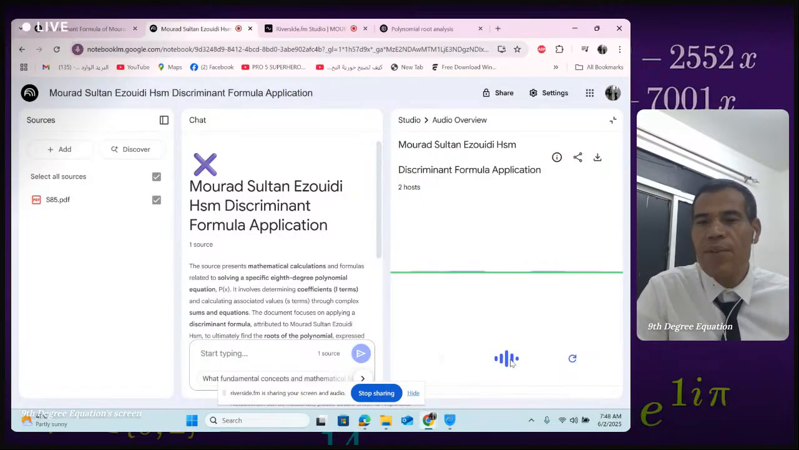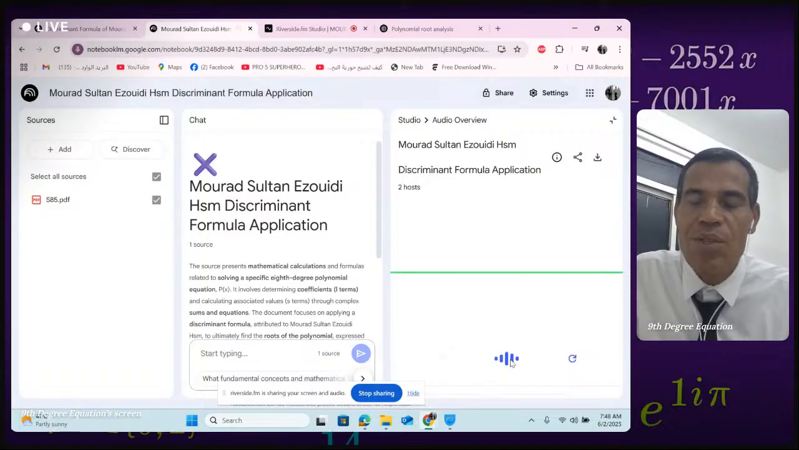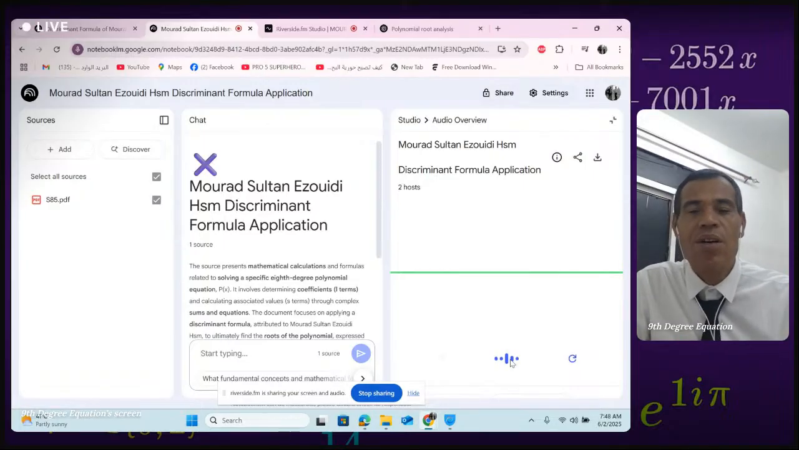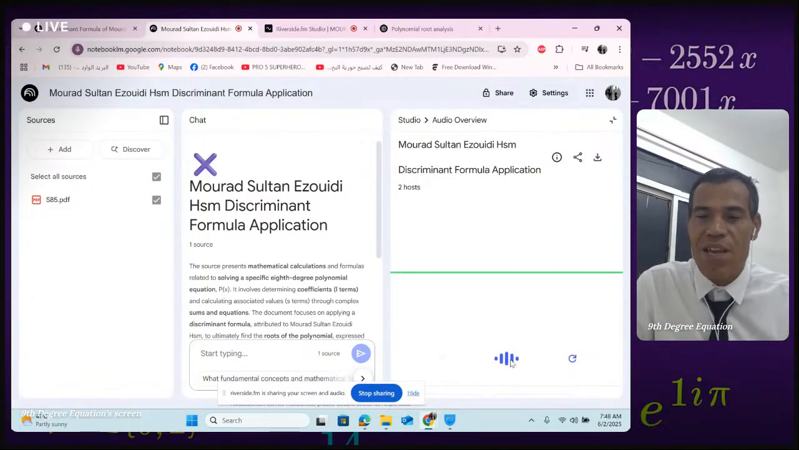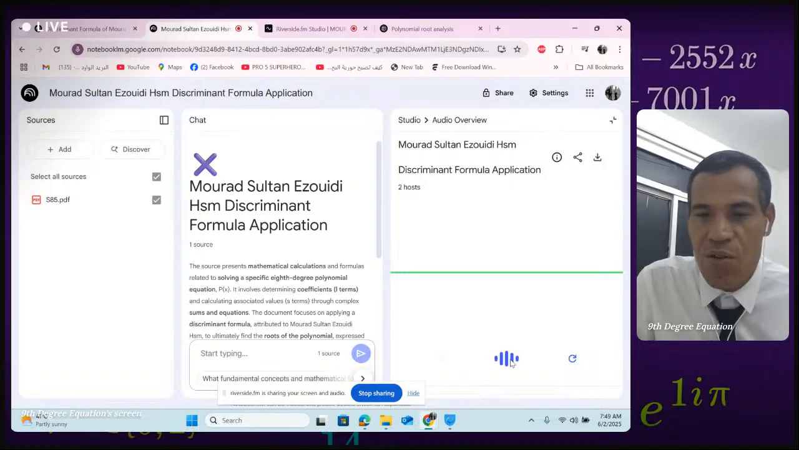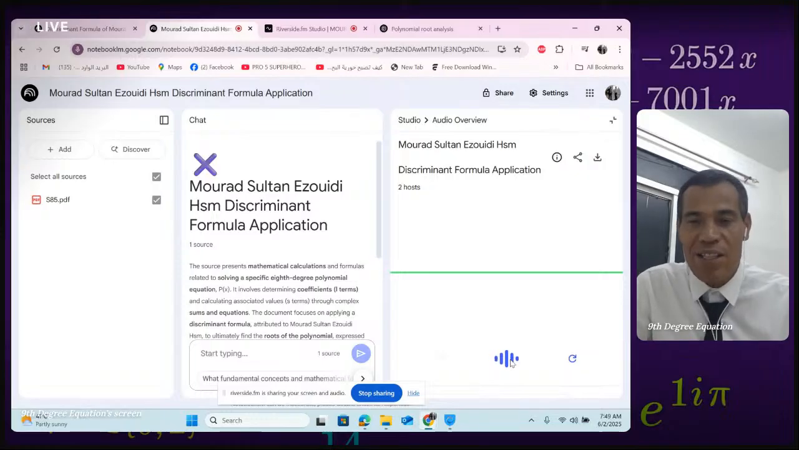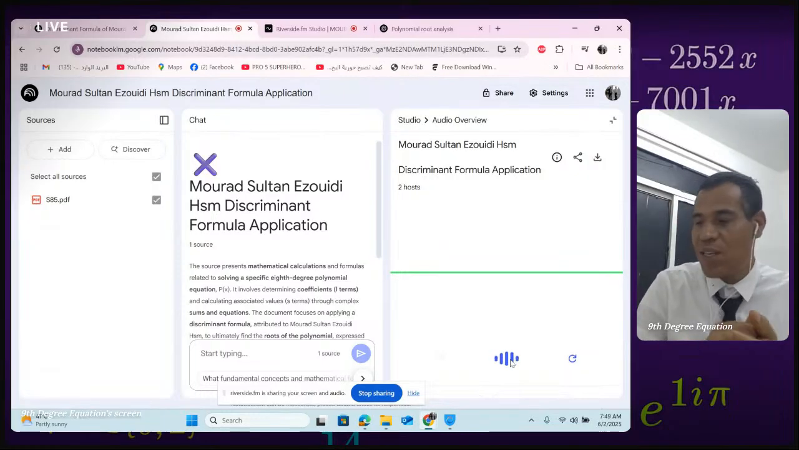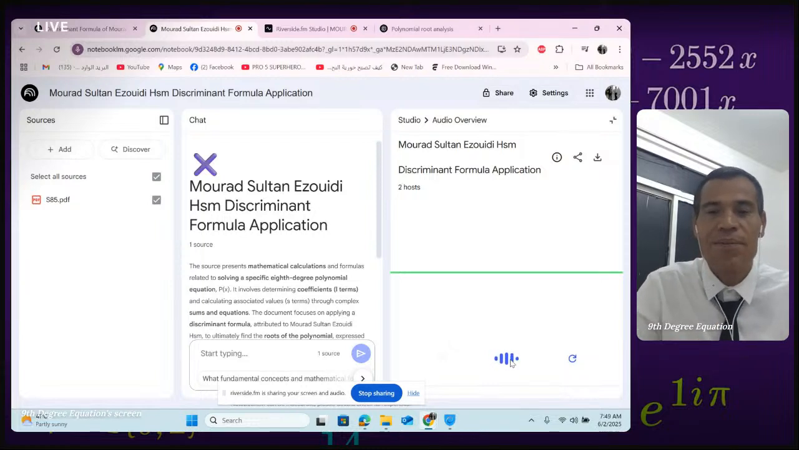Yep, go on. So here it's impossible to apply a classical method or Abel's theorem to find the exact roots for this 8th degree equation. There is no classical method that can figure out the exact roots like Mourad Sultan Ezouidi's approach.